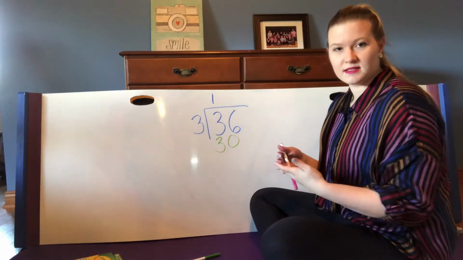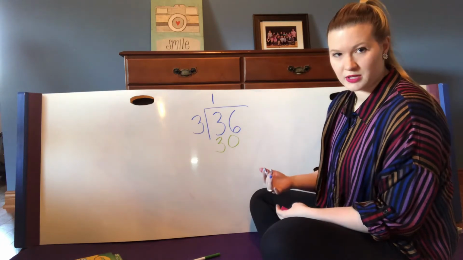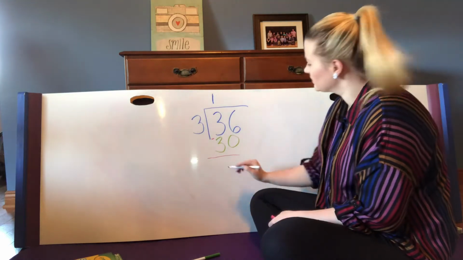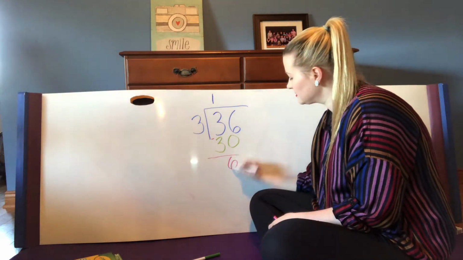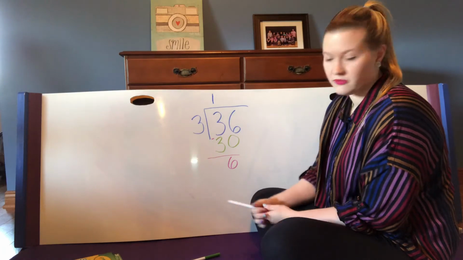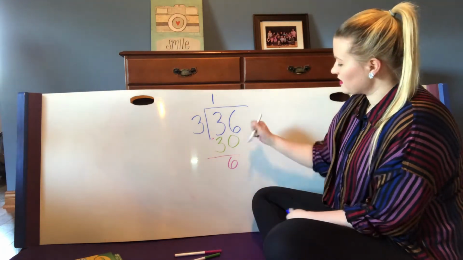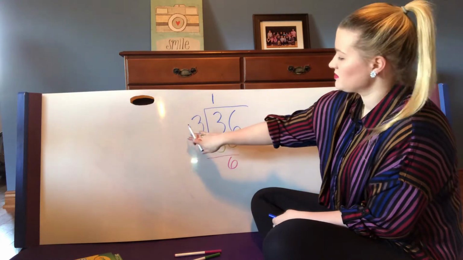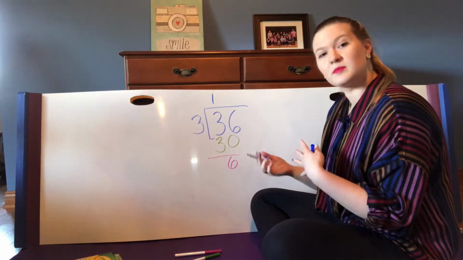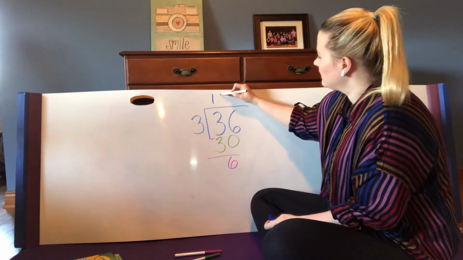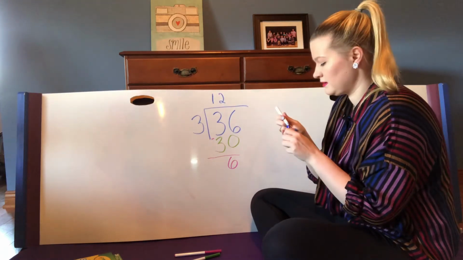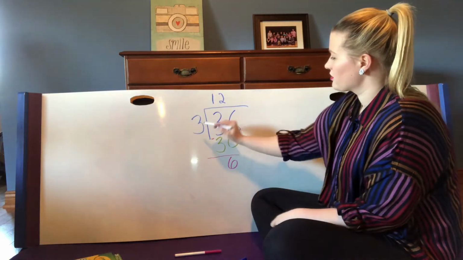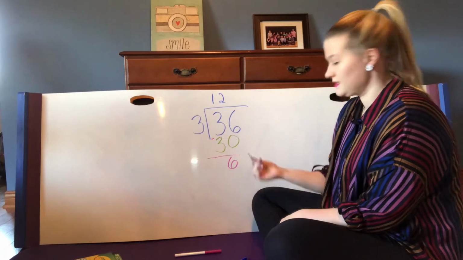Now we're on to the S of our strategy, which stands for subtraction. So we're going to subtract 30 from 36, which gives us 6. And we're back at the beginning again with D for division. We look at our 6 and our 3, and I know that if I have 6 things and I'm dividing them into 3 groups, I'm going to be able to put 2 things in each group. I put my 2 at the top, and now we're on to multiplication. I know that 3 times 2 is 6.